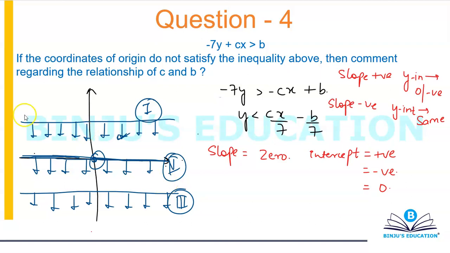So the third possible scenario is slope is 0, so your y-intercept again can be 0 and negative. Again can be 0 and negative.